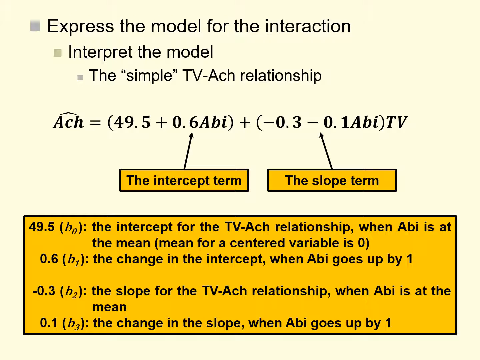So expressing the model this way is helpful because it suggests to us that as people have greater levels of ability, that is greater intelligence, the intercept for the model rises somewhat. As they have greater levels of ability, though, the slope for the model becomes more steeply negative. It becomes stronger and steeper in the negative direction.